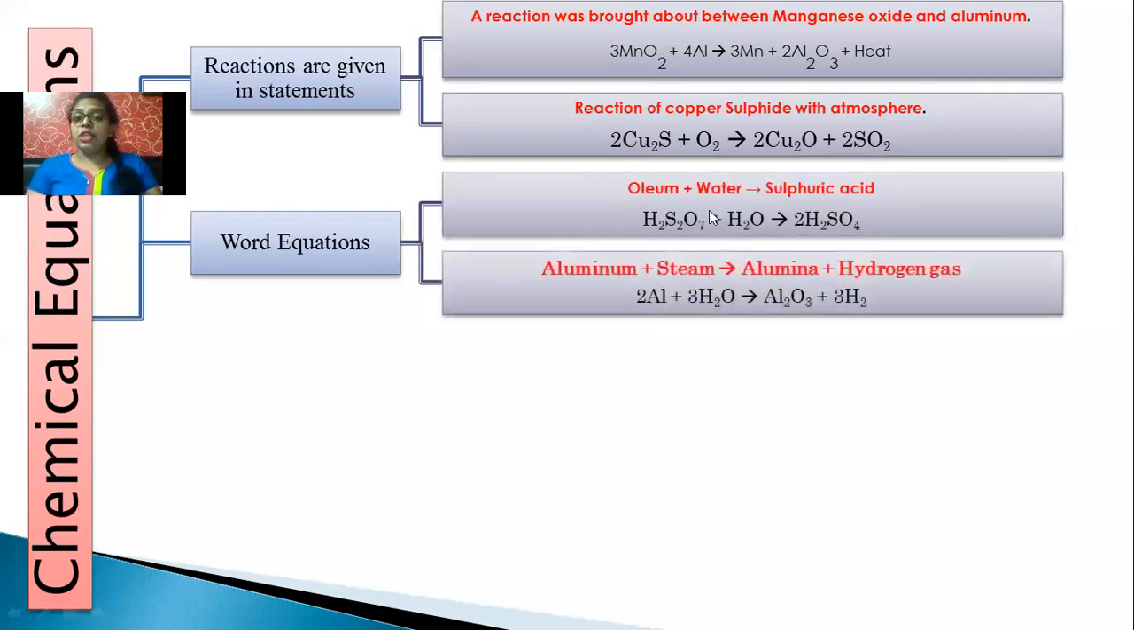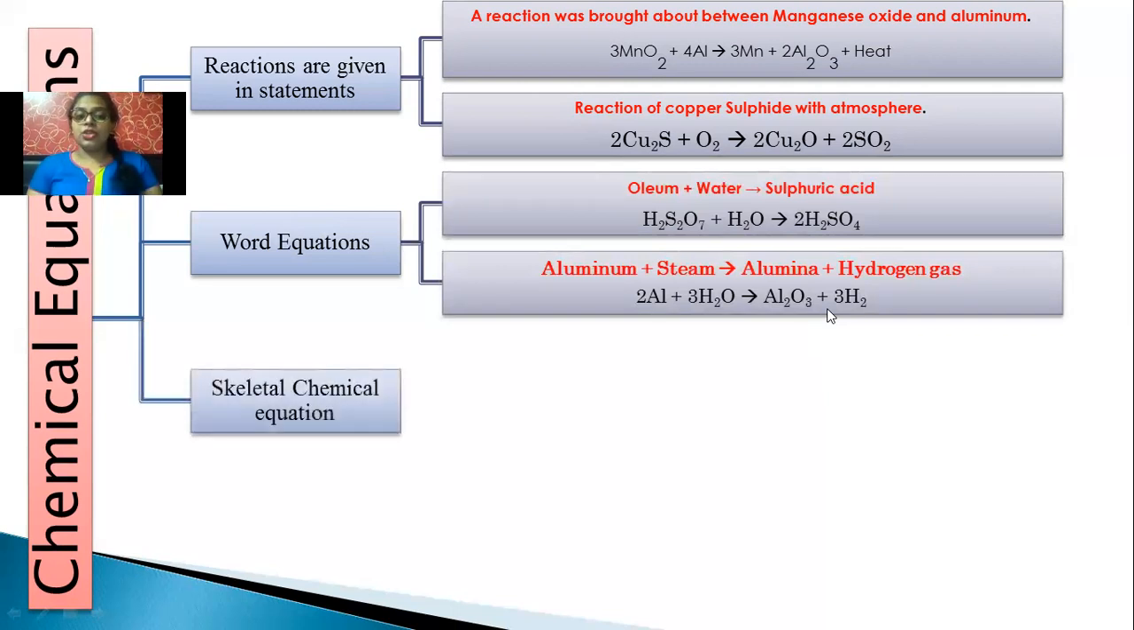One more example for this. Aluminium reacting with steam will give us alumina plus hydrogen gas. Aluminium, that is Al, plus H2O, that is water in the form of steam, will give us Al2O3 plus 3H2, that is hydrogen gas. Fine. So this is another type of variation in chemical equation questions.